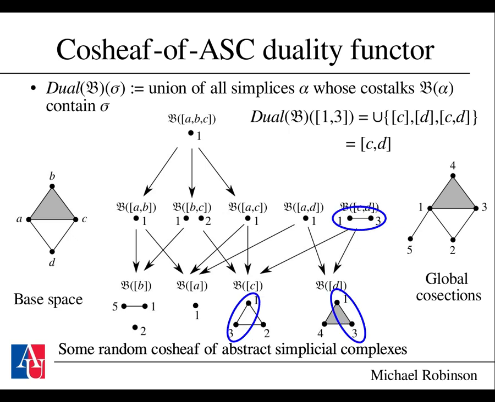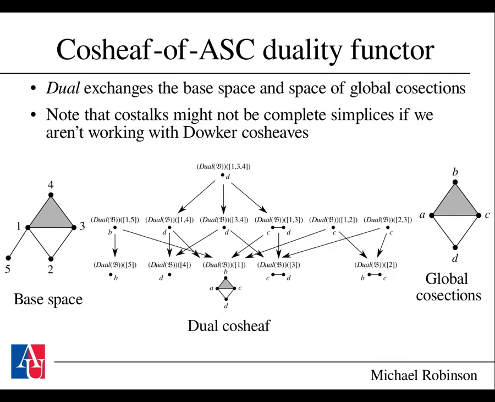For instance, if I wanted to find differently the costalk over 1, 3 for this dual cosheaf, again, I find all the places where 1, 3 shows up, happens to be the same. In this particular case, again, so still the edge CD. So if I run this calculation all over the diagram, I did this by hand, you end up with a different cosheaf. And in fact, what was previously the space of global cosections becomes the base space of this cosheaf. And what was the base space is now the global cosection space.